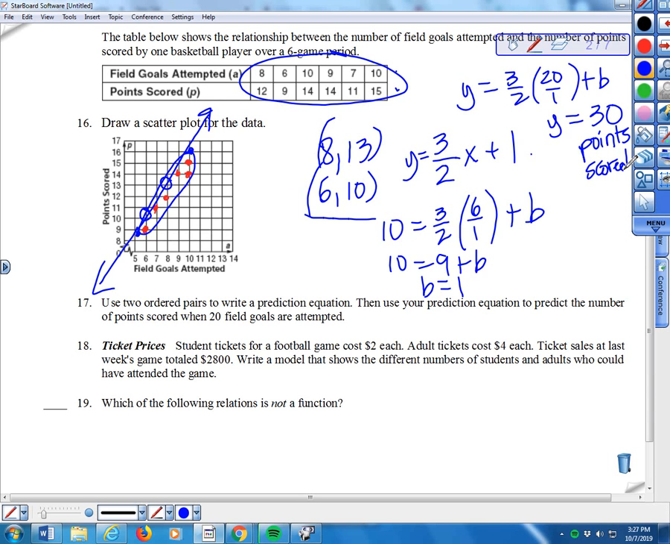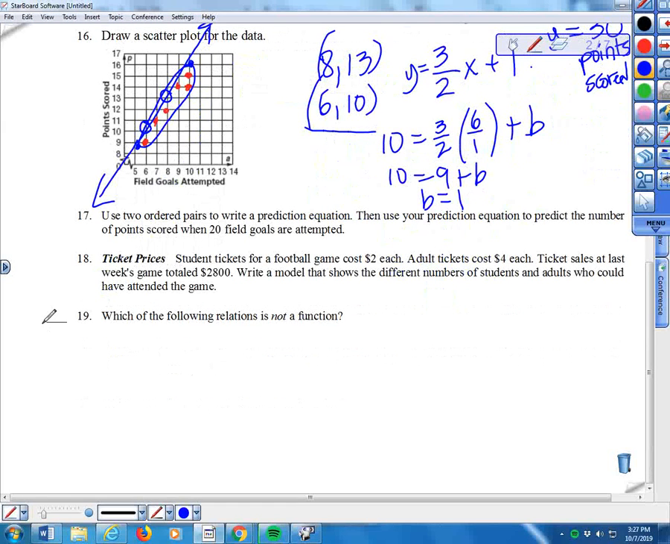Okay, 18. Student tickets for a football game cost $2 each. Adult tickets cost $4 each. Ticket sales at last week's game totaled $2,800. And all I have to do is write the model. It didn't say solve it. It says write a model that shows the different number of students and adults who could have attended the game.